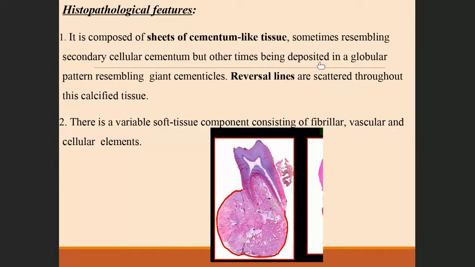Sometimes you can see the cementum in a globular pattern, and it might look like giant cementicles. You know what are cementicles, right? They are calcifications that are seen in the periodontal ligament space. So it might look like that. And in these cemental sheets, sometimes you can see the reversal lines. In between, you can also see some soft tissue elements. This soft tissue consists of a fibrillar matrix, and sometimes you can see blood and some cells, vascular and cellular elements.